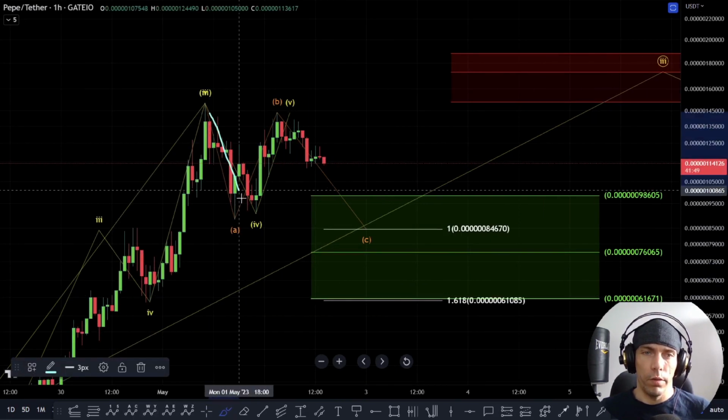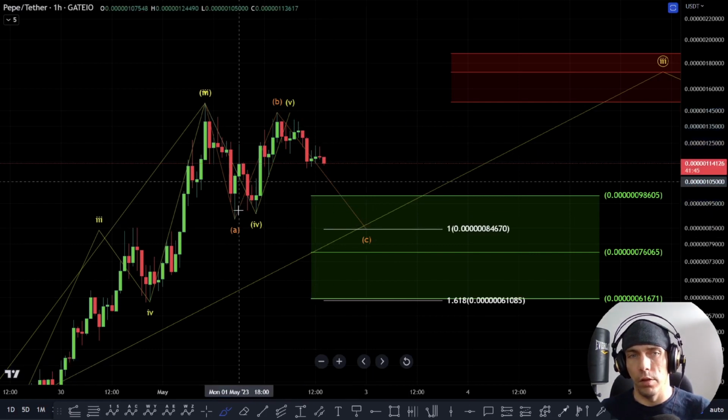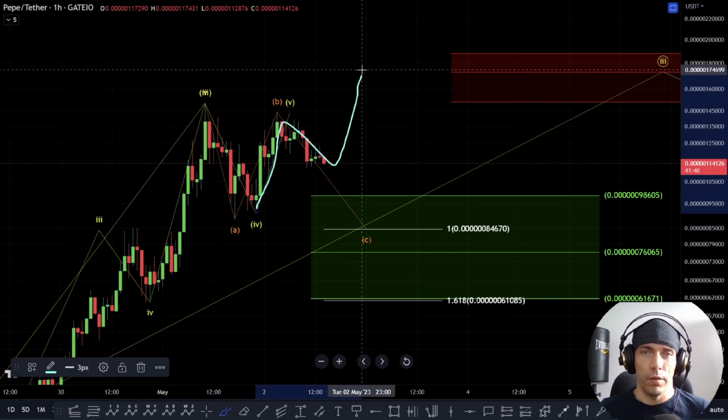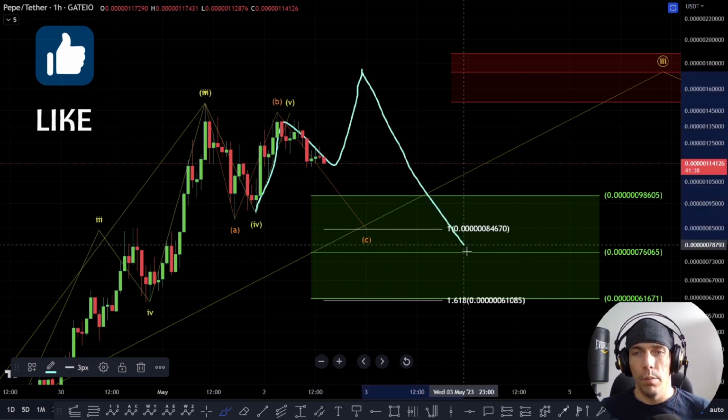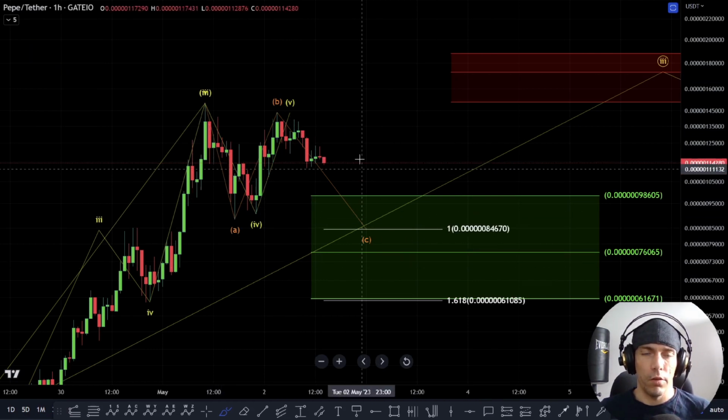We could actually just have this as an A wave, this is a B wave to the upside, and we could be looking for a C wave to the downside. Now, it is also possible that this could just be an A, a B, and a C, and then we actually look to push up higher before coming back down. If this is the case, we'd be looking for that potential of a flat correction here.